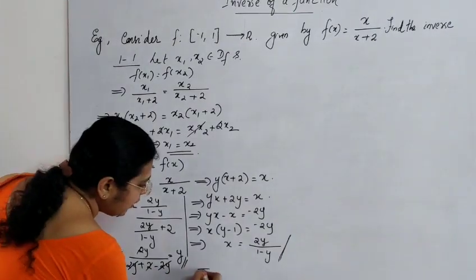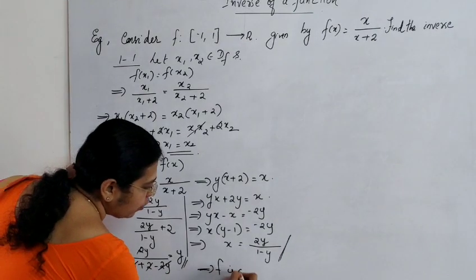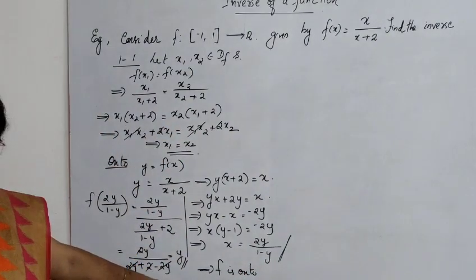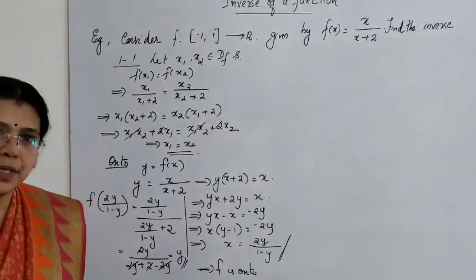Now one thing, children, here I write f is onto. Right? f is onto. So 1-1 and ontoness is proved and hence it is invertible.